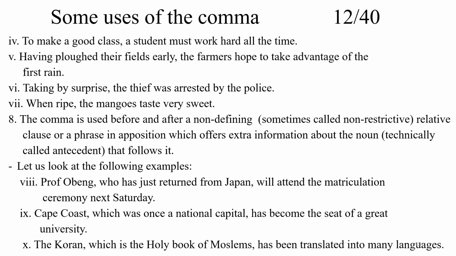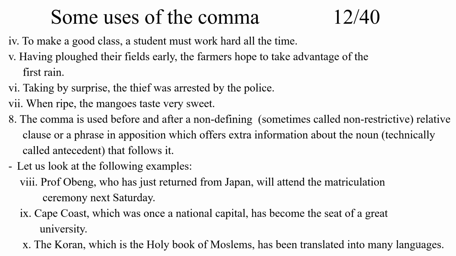Look at the other example. Cape Coast. You don't end there. You want to say something about Cape Coast. So bring a comma. It is a unique entity. Bring a comma to separate it from what you want to say about Cape Coast, which was once a national capital. After whatever you want to say about that unique entity, you equally need another comma to separate it from the rest of the sentence.